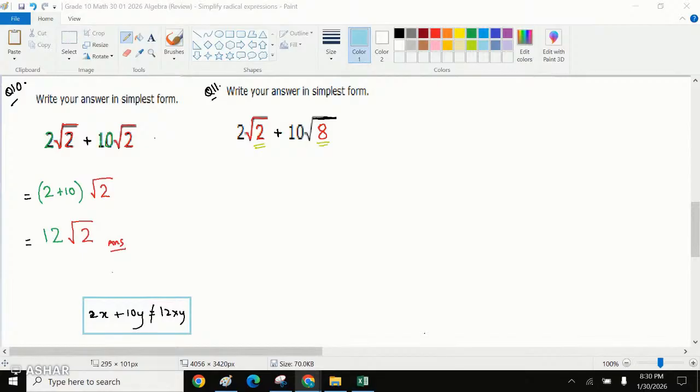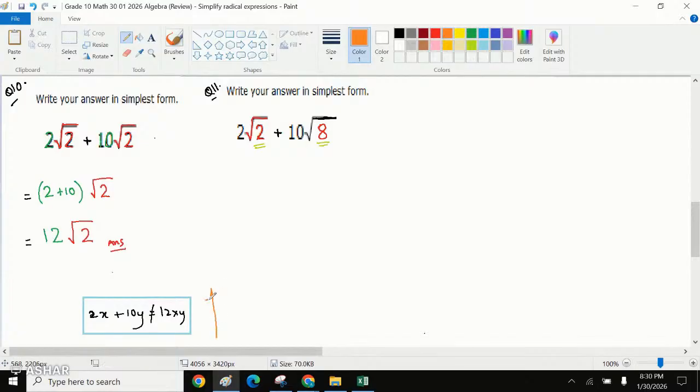So looking at this question, what we can see is 2 is a prime factor, right? 2 is a prime number, but 8 is not a prime number. Can 8 be prime factorized? Any number inside a radical which is not a prime number can be reduced, right?